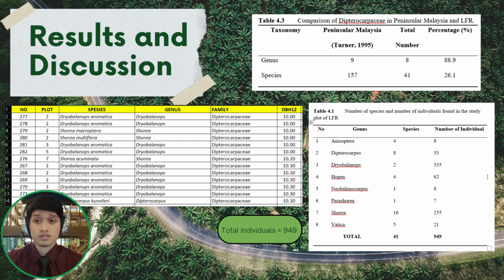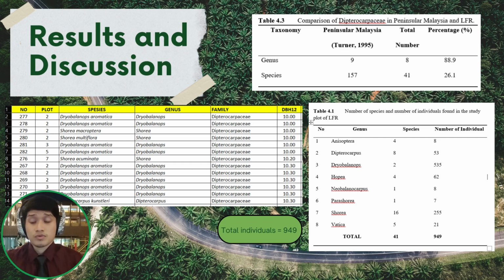Dipterocarpaceae are tall trees, which makes it easier for them to reach sunlight and keep on growing. Shorea has a high survival rate because it can keep on growing even on soil that has low fertility.